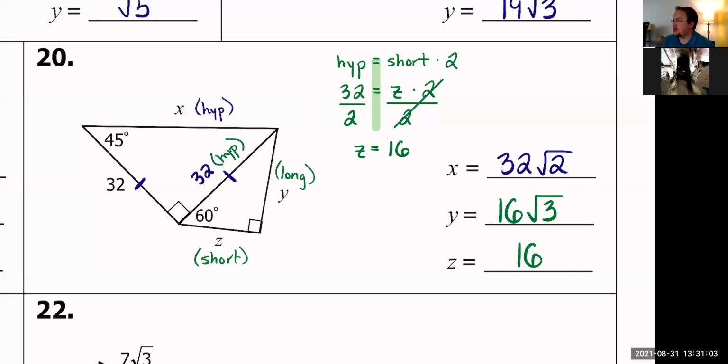Can you guys see the color difference on the screen? There's a slight difference. It's not drastic, but I wrote in blue and green. I did all the 30, 60, 90 work in green. The 45, 45, 90, I did in blue. Of course, there's that crossover, that 32, which was a leg in one and a hypotenuse in the other, but we use it accordingly in each.